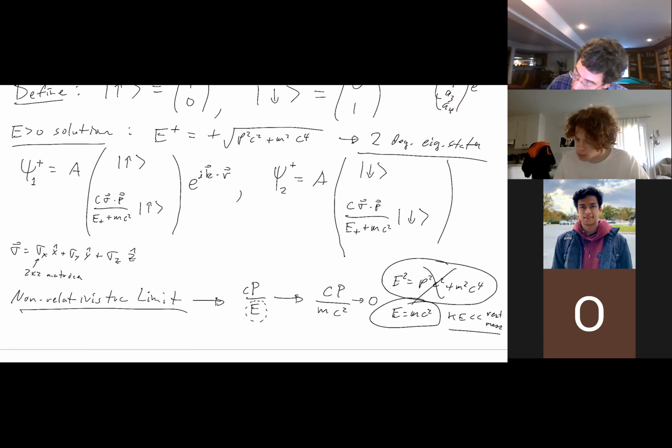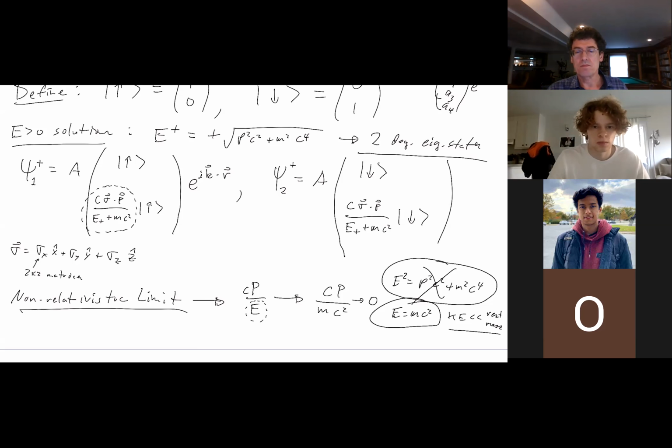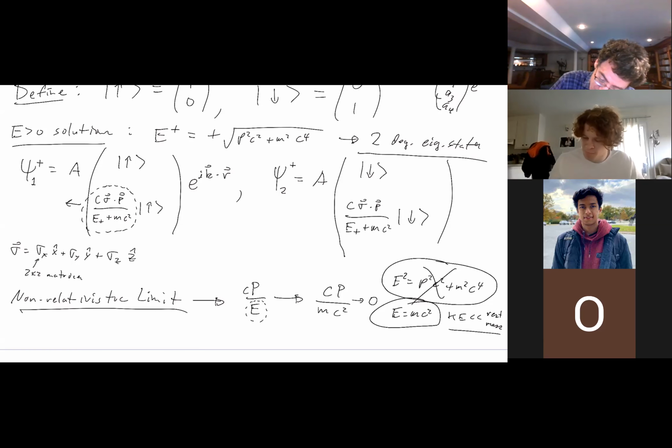Exactly. So in the non-relativistic limit, now let's go to our solutions. What does this factor equal in the non-relativistic limit? Tell me. 0. Yes. In the non-relativistic limit.